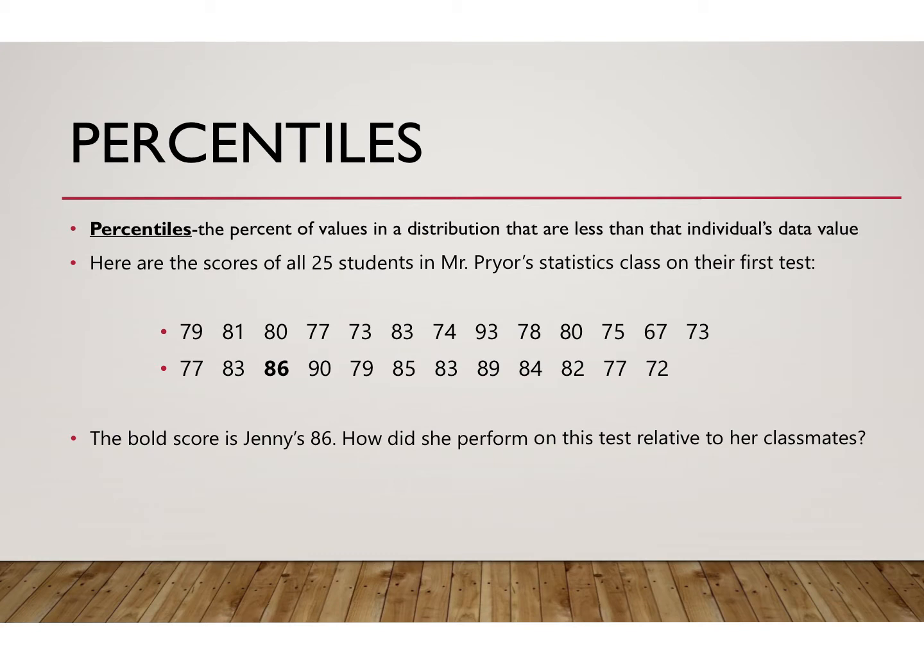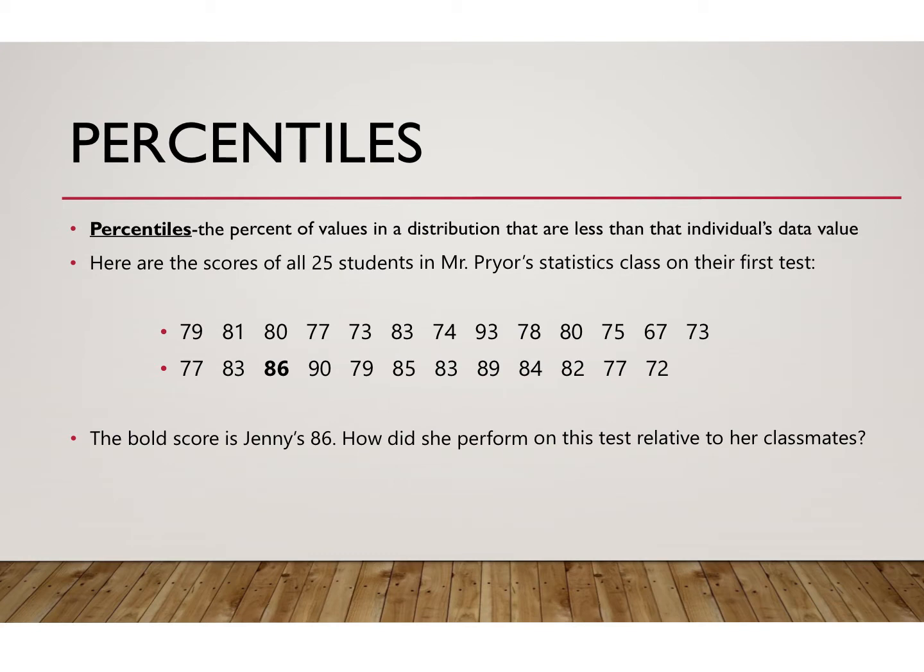If you're in the 95th percentile for height, that means you're taller than 95% of people your age. But if you're in the 10th percentile for height, it means you're taller than 10% of people your age.